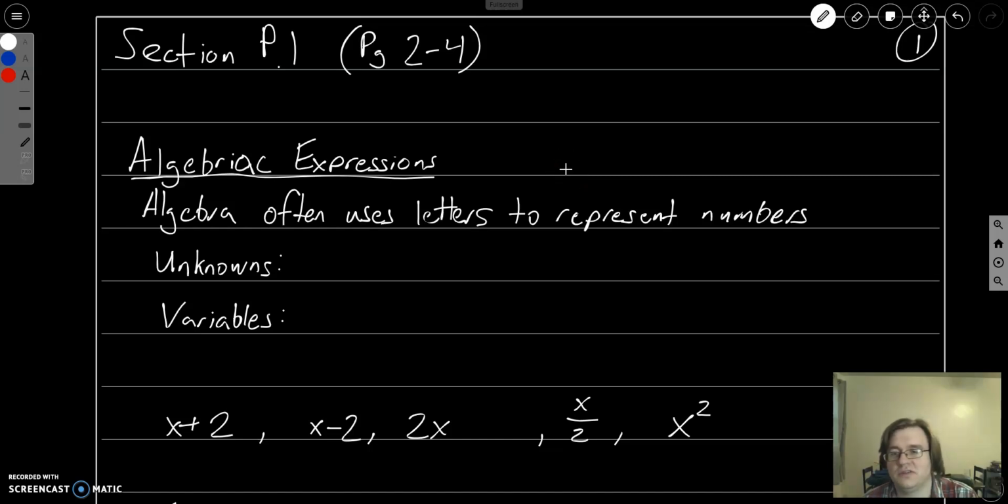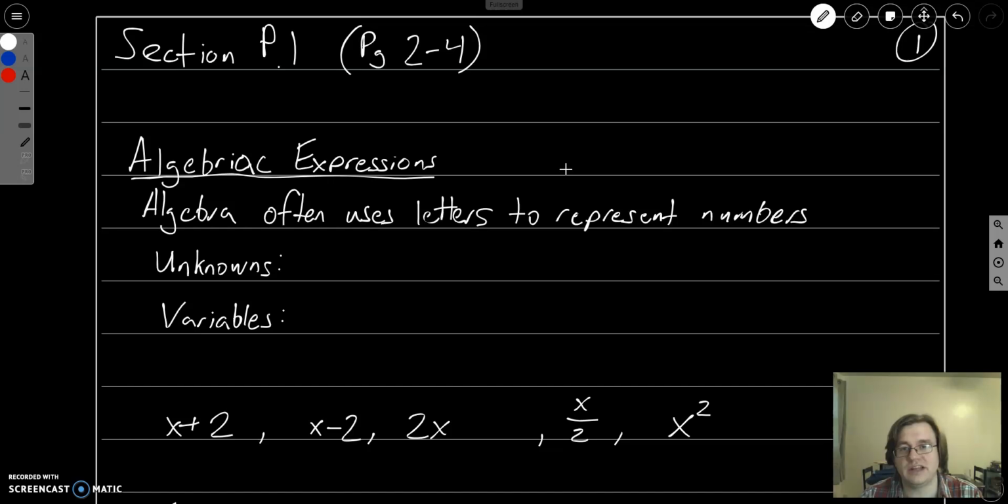This will be going over the first section of the prerequisites chapter. The primary goal in this chapter is to make sure that everyone's on the same page mathematically and that we're all speaking the same language because we'll need to communicate with one another. So first and foremost, let's learn about algebraic expressions.